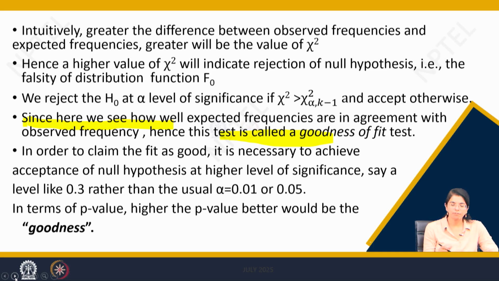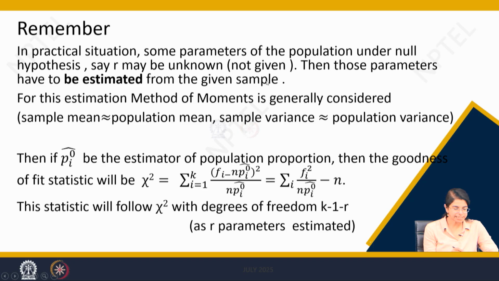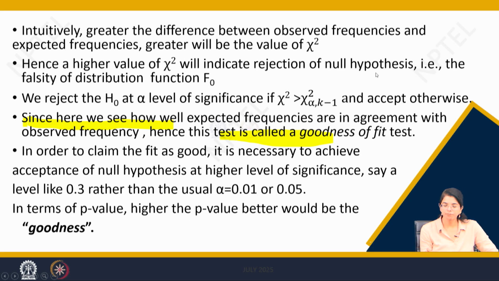Hence, a higher value of chi-square will indicate rejection of the null hypothesis and the falsity of the distribution function F0. We reject the null hypothesis at alpha level of significance if chi-square calculated is greater than chi-square alpha, k minus 1. So chi-square alpha, k minus 1 is your tabular value, right? And accept otherwise. Since here we see how well expected frequencies are in agreement with observed frequency, this test is called a goodness of fit test.